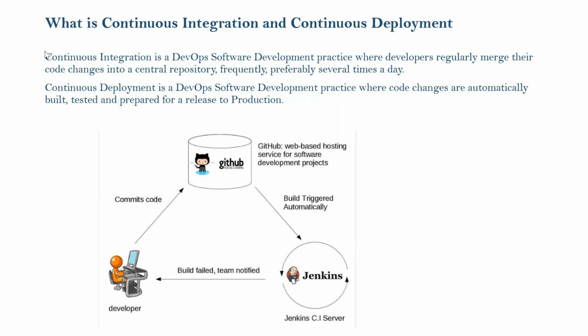Continuous deployment is a DevOps software development practice where code changes are automatically built, tested, and prepared for release to production. Now, if you observe carefully, here the developer writes his code, commits it, and moves it to GitHub, a web-based hosting service for software development projects. The build is triggered automatically, and GitHub informs Jenkins. How is it automatically triggered?